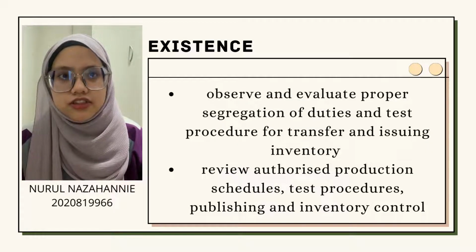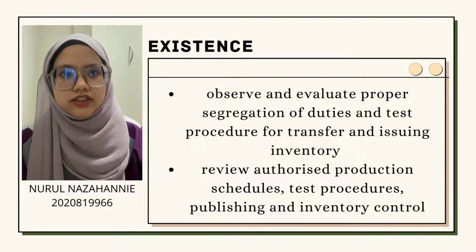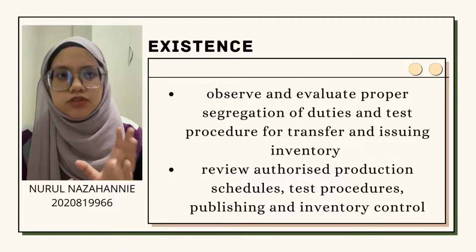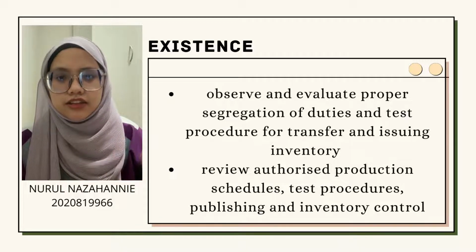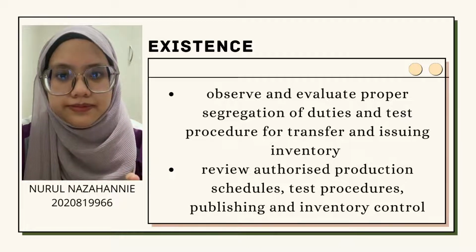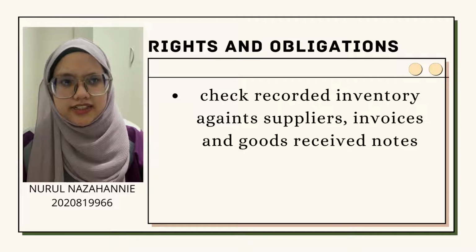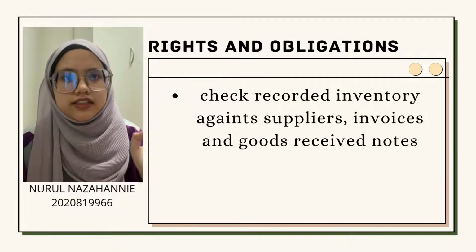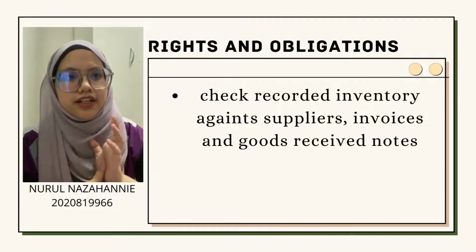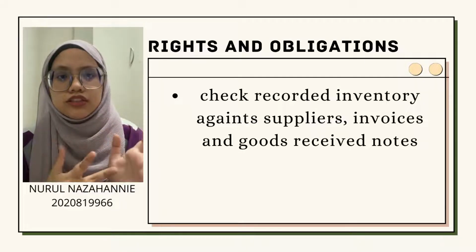So for existence, the test is for the auditor to observe and evaluate proper segregation of duties and test procedures for transfer and issuing inventory. Secondly, for rights and obligations, the auditor has to check recorded inventory against supplier invoices and goods received notes.